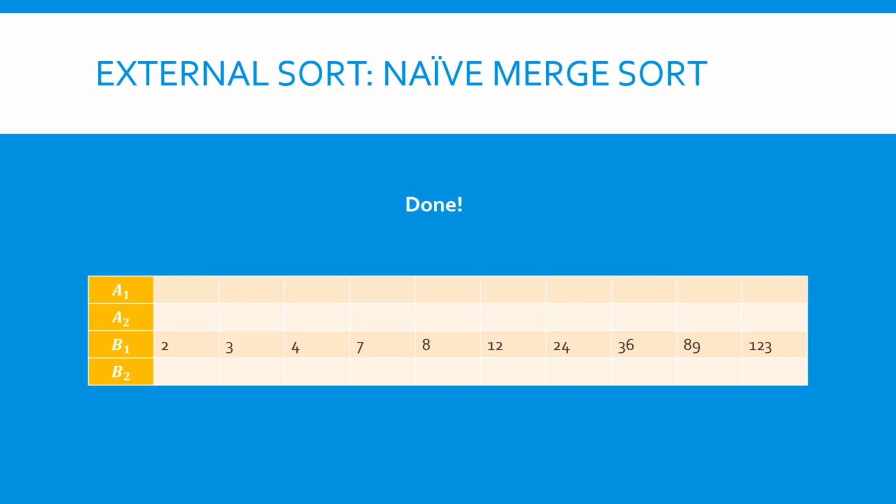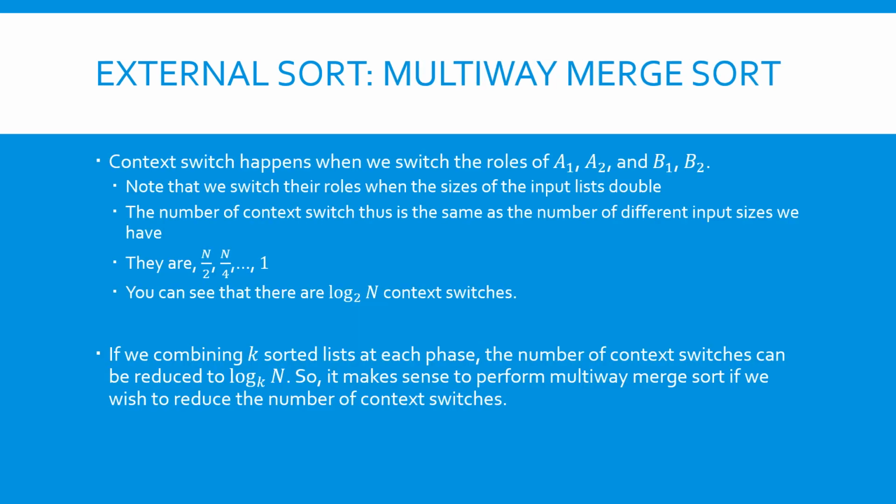Now, you can see that all data elements are now in a single array. And we are done with the sorting. The data elements that have been written into B1 are now in sorted order. We have got our very first version of the external sorting algorithm. We can count the number of context switches and estimate how our algorithm performs.